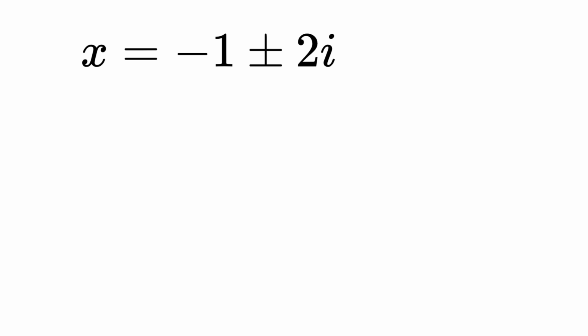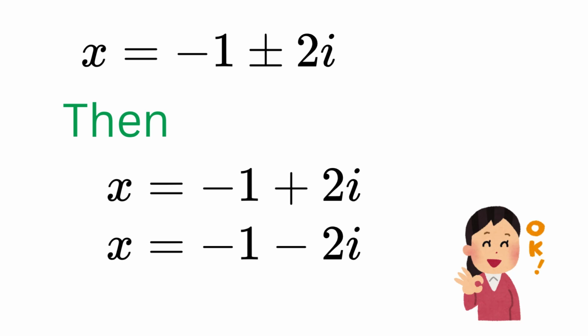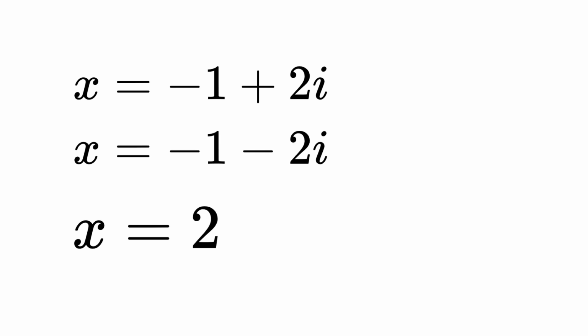x is equal to minus 1 plus or minus 2i, then we can write x is equal to minus 1 plus 2i and x is equal to minus 1 minus 2i. Yeah, here are the 2 solutions, we got them. We got all 3 solutions. We are done with the equation x cubed plus x is equal to 10.